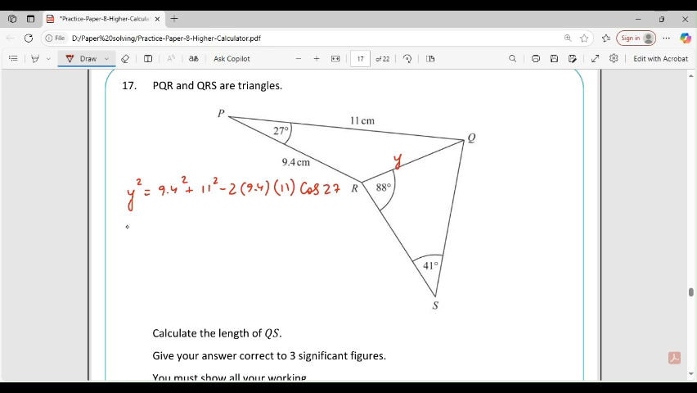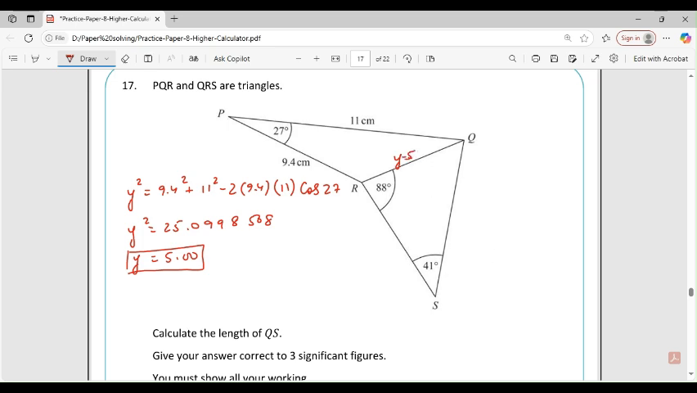Y squared equals, once we put all the values in the calculator, we get y squared equals 25.09 and 98508, and then y is going to be 5.00-something, as you will see in the calculator. So y is equal to 5.